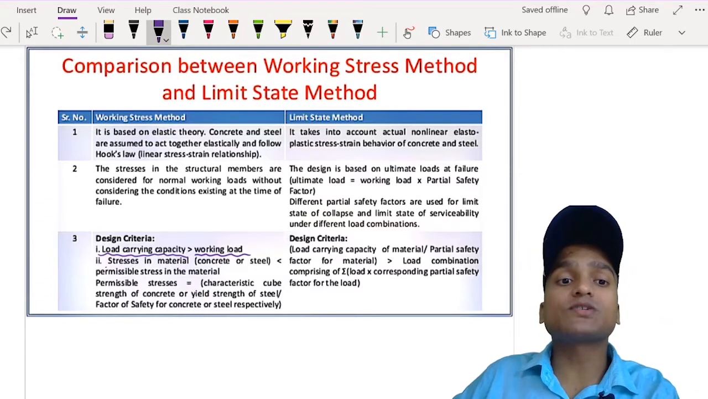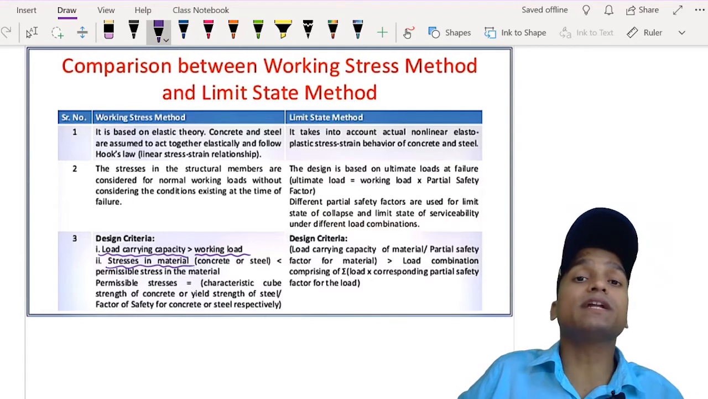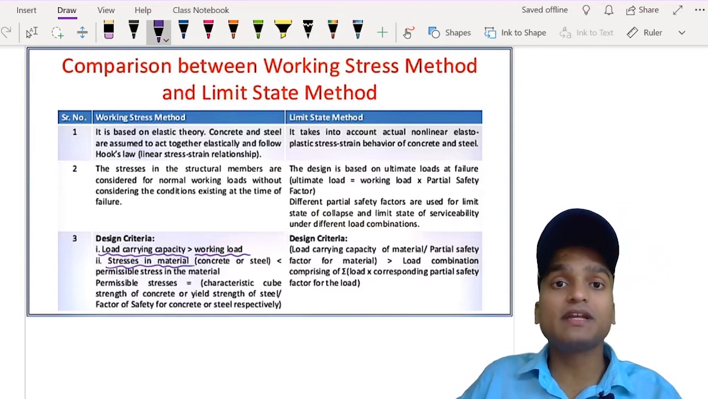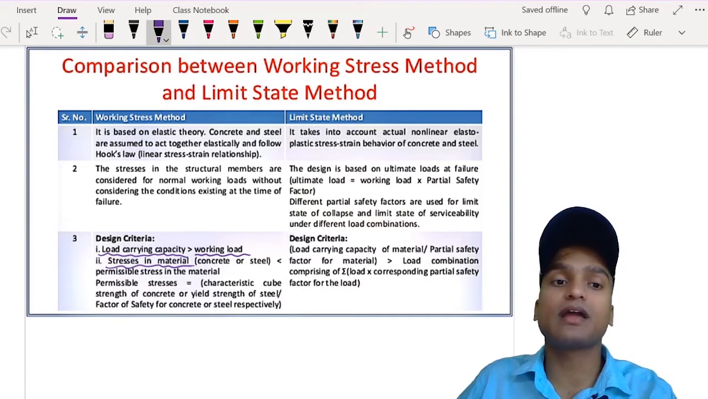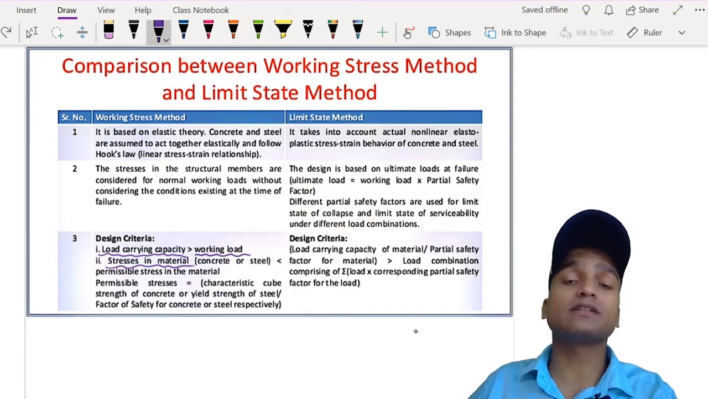Second point is that stresses in the material, whether it be concrete or steel, should be less than the permissible stress in the material. What is the value of permissible stress in concrete as well as in steel?